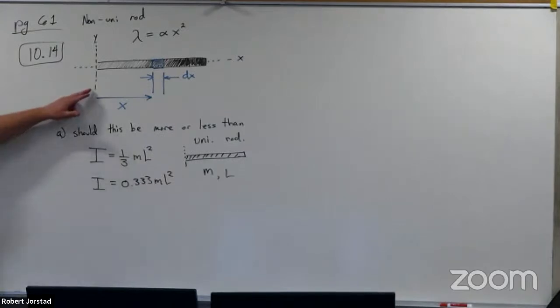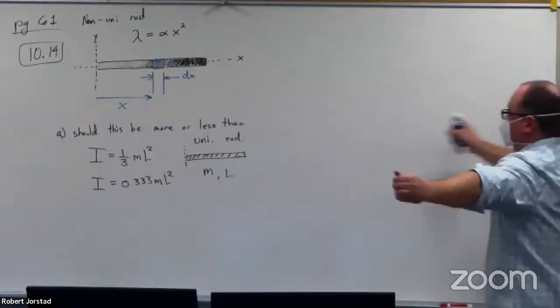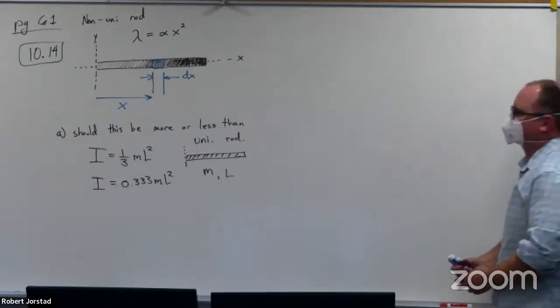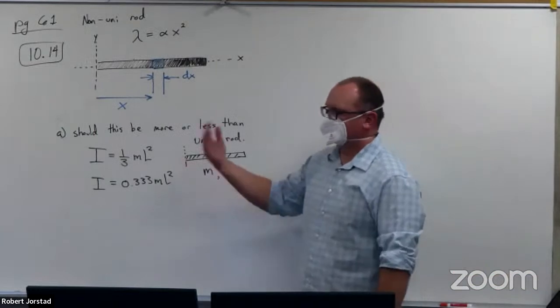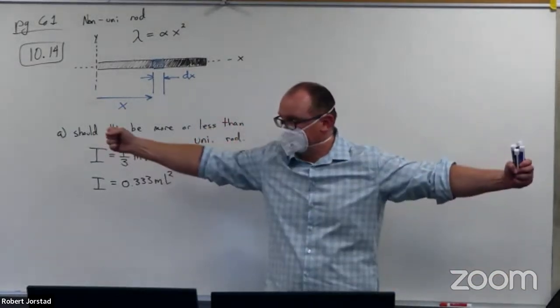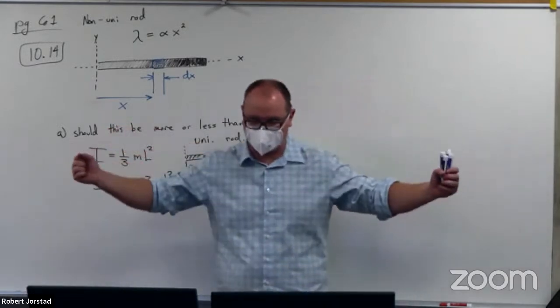Should this have more or less moment of inertia than a uniform rod? Or will it be the same? Center of mass is going to be far away from the axis, so the mass is far from the axis, more inertia. We're expecting I should be bigger. This is like a figure skater with arms out. Good.